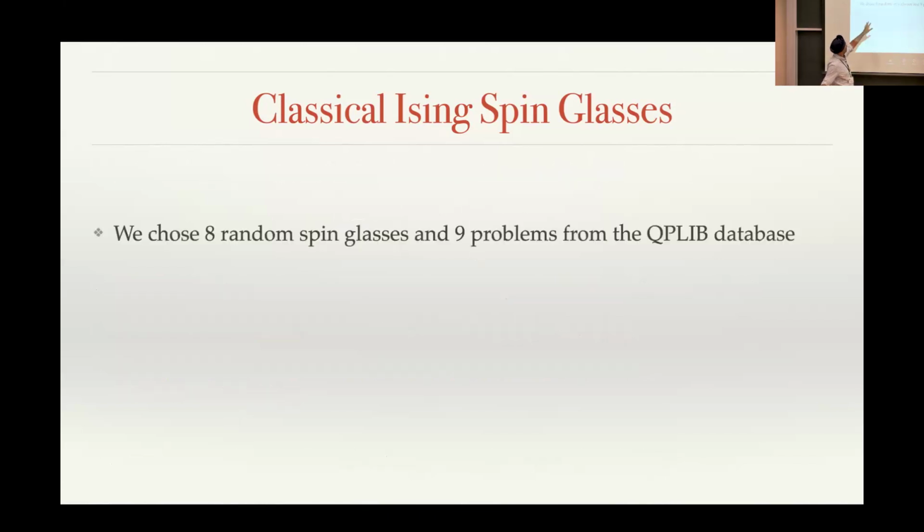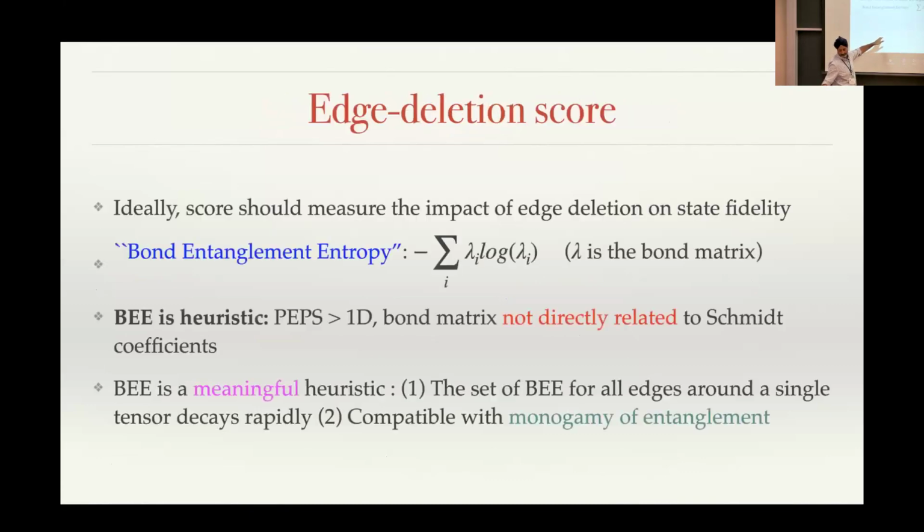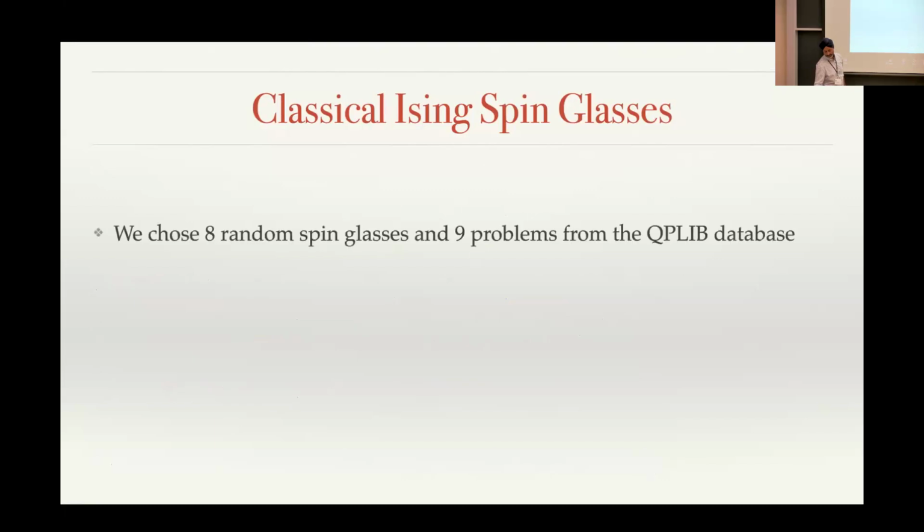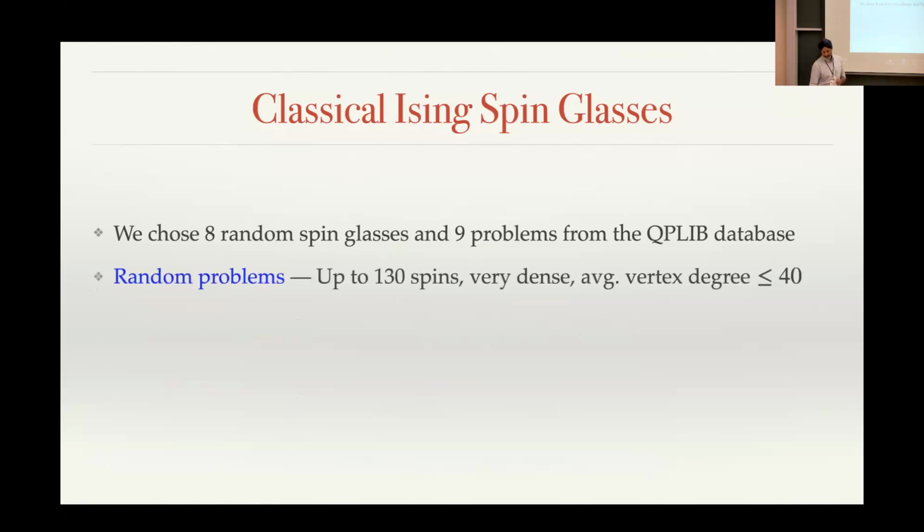So we had to choose the value of these couplings here. We tried two different things. One is we chose some random values of these couplings, so 8 random spin glasses. And also we chose 9 problems from this open source QPLIB database. It's a database of problems known to be hard.